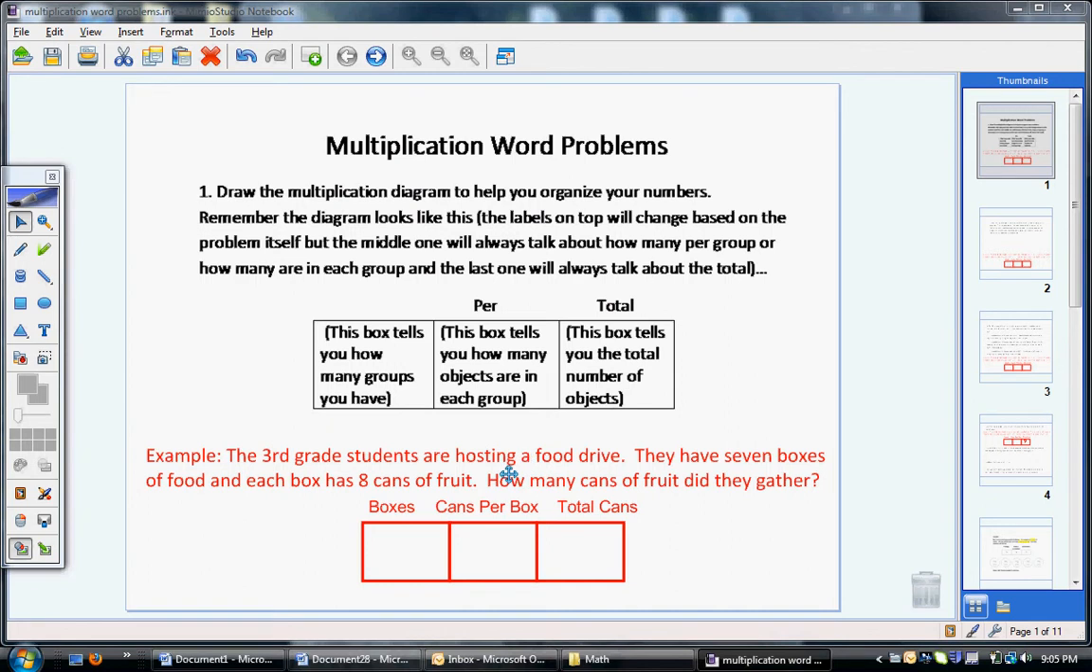So this problem says the third grade students are hosting a food drive. They have 7 boxes of food, and each box has 8 cans of fruit. How many cans of fruit did they gather? The first step is to draw the multiplication diagram. The first box tells me how many groups I have. Well, my groups are boxes of food. The second box tells me how many are in each group. That would be how many cans there are per box. And the last box tells me the total, and what I'm looking for is the total number of cans.